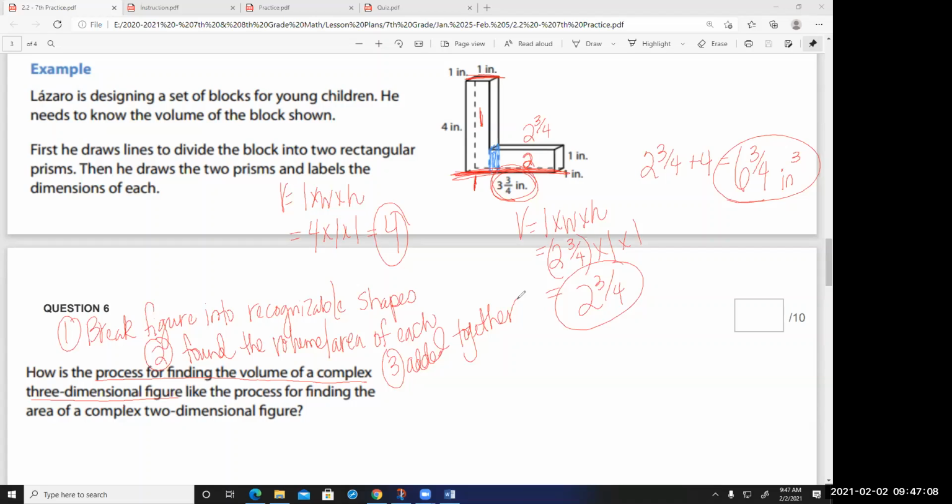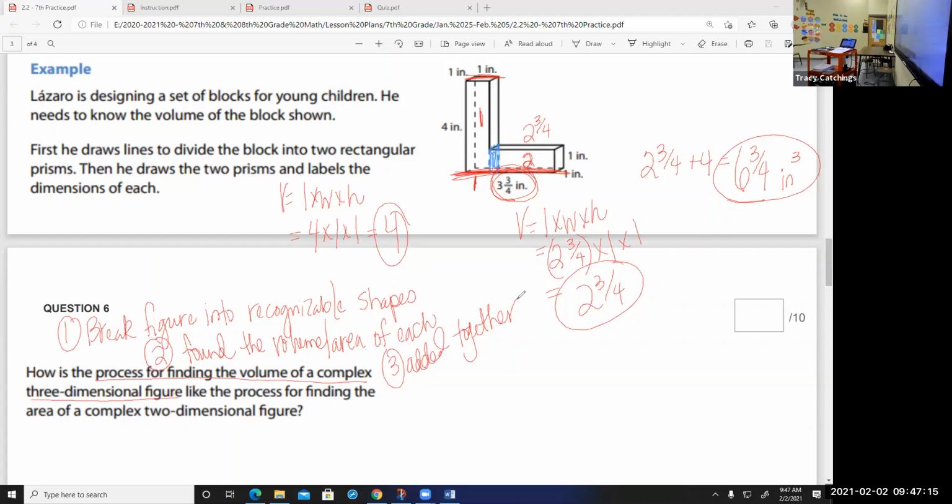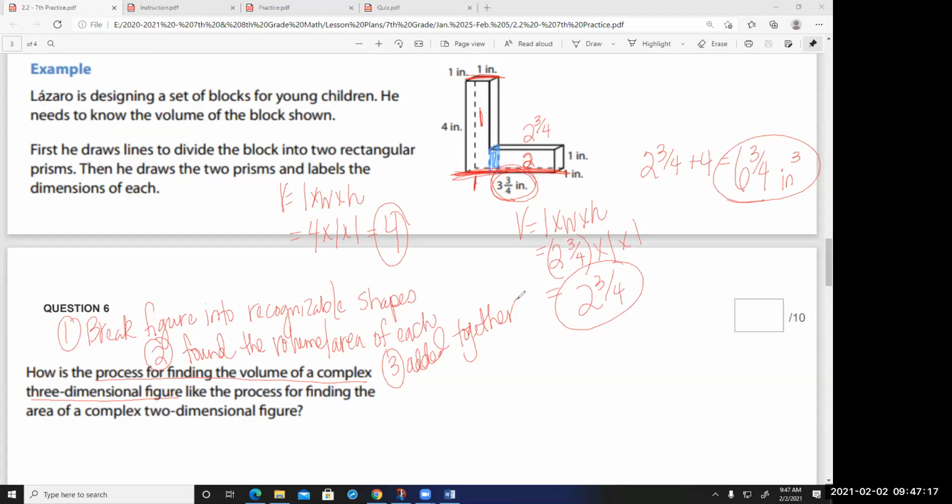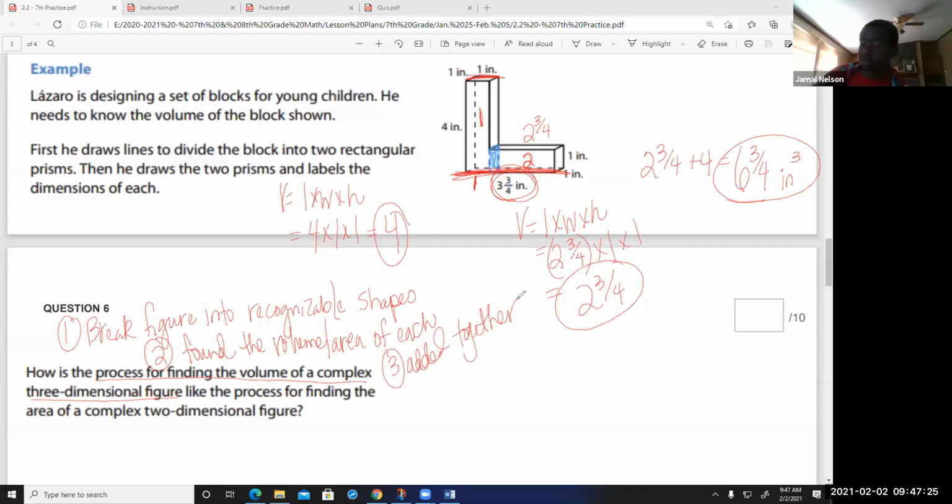Miss Catchings, what's that word after the number 2? Volume and area. Okay. I'm still writing. All right, let me know when you finish. I got it.